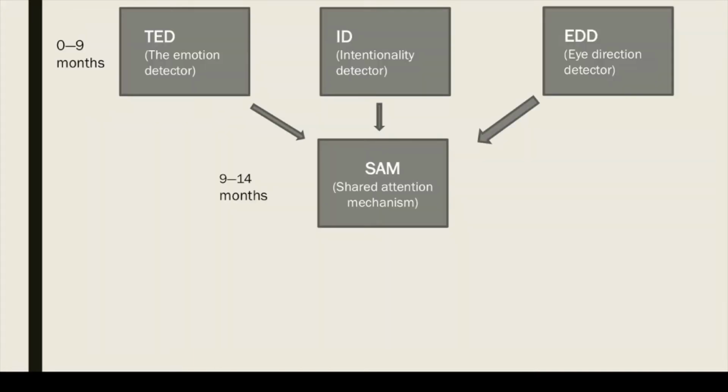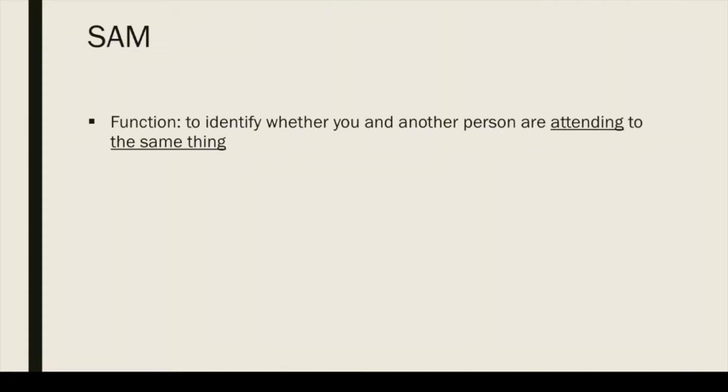Baron-Cohen gives the name SAM to the cognitive mechanism that enables this important change in the way the child interacts with the social environment. SAM is an acronym for Shared Attention Mechanism. It receives inputs from the basic mechanisms we've already reviewed. SAM's main function is to identify whether you and another person are attending to the same thing. And, as we suggested earlier, this requires triadic representations.